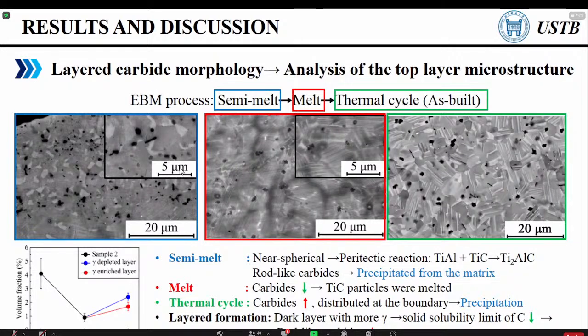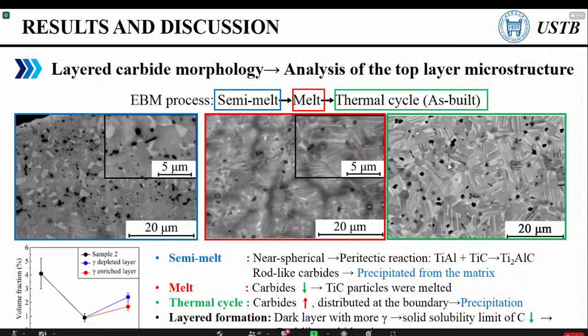We analyzed the carbide behavior by comparing the microstructure of semi-melt top layer and center of as-built sample as shown in the figure. After semi-melting, the near spherical carbides formed by the peritectic reaction were distributed randomly, whereas the carbides with rod-like shape precipitated from the titanium aluminum matrix. It can be seen that most carbides were melted after melt, however, increased in the as-built sample.